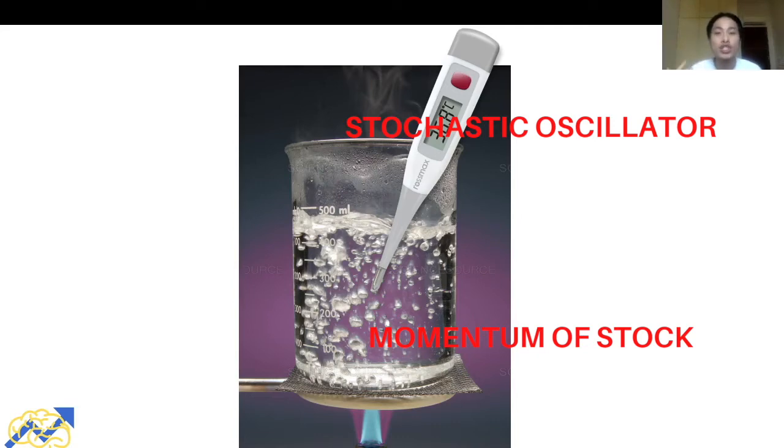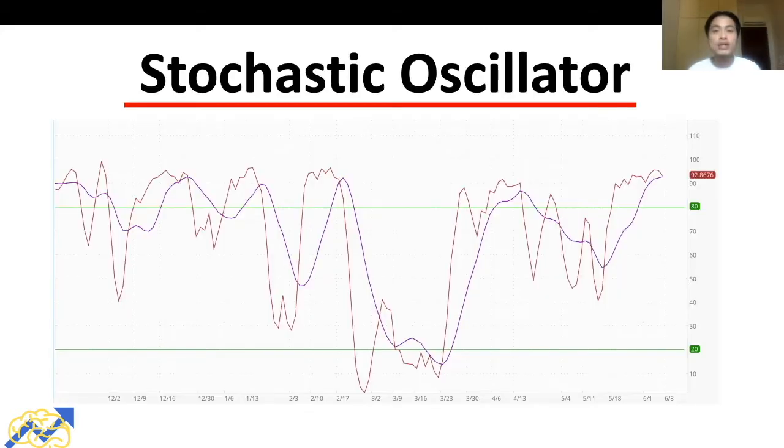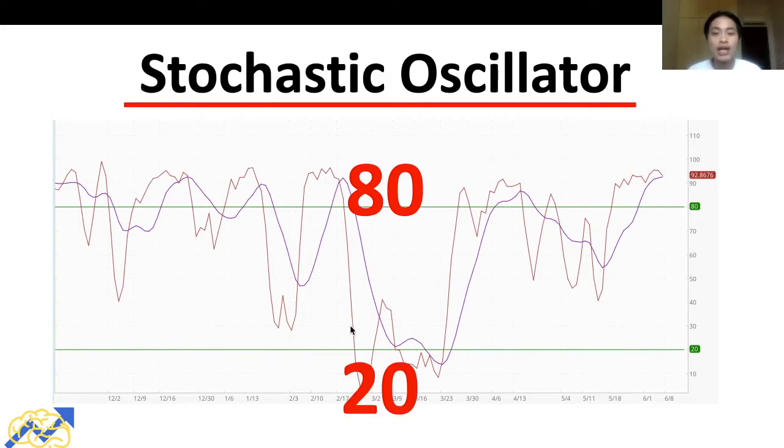Similarly for the stochastic oscillator, there are 2 important points for us to take note of. The first important point is the 80 point. When the stochastic oscillator moves above the 80 point, there is a lot of buying pressure or demand for the stock, and we say that the stock is in overbought condition. So that is the first important point, the 80 point. The second important point is the 20 point. When the stochastic oscillator moves below the 20 point, there is a lot of selling pressure or supply for the stock, and we say that the stock is in oversold conditions.